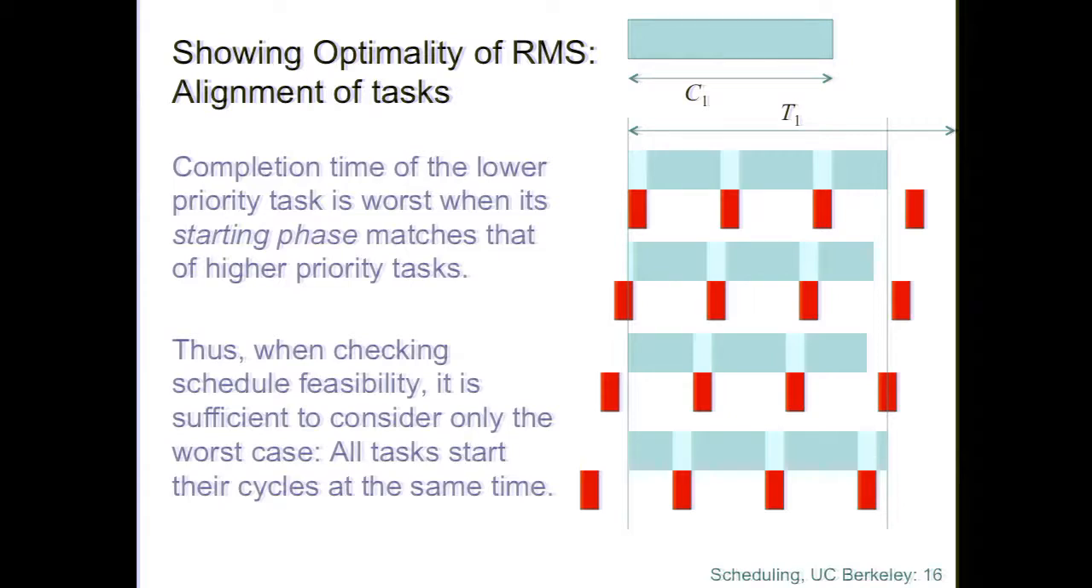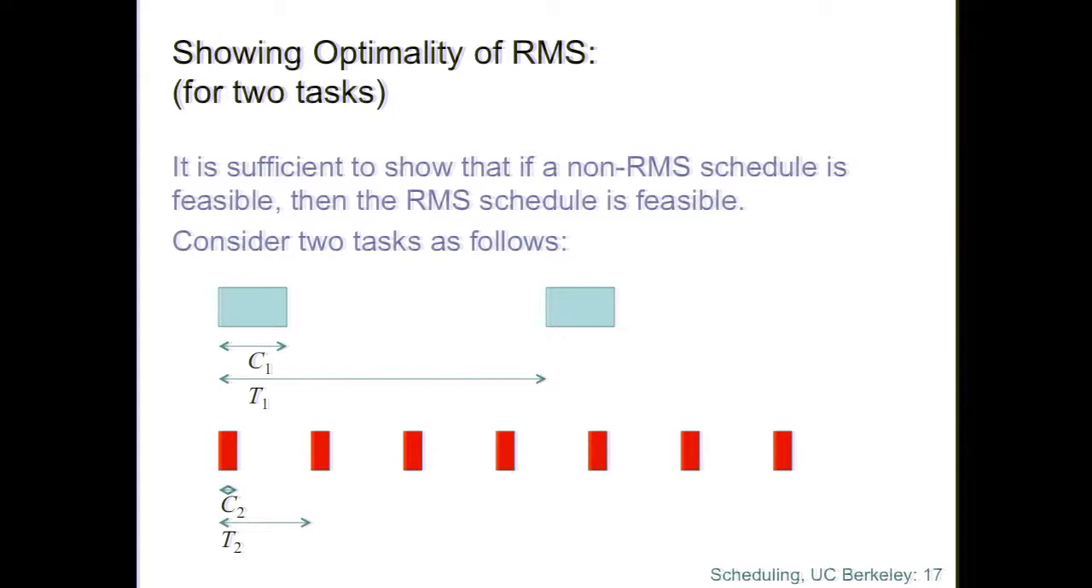Okay? That created a huge immediate simplification to an otherwise worse than mind-numbingly tedious proof. Because they no longer have to consider all the possible alignments. Now they can just say, all right, let's assume all the tasks are enabled at once. And let's just look at one period of the overall cycle of this. Okay? So it's sufficient to consider the worst case: all tasks start their cycles at the same time. Whew.